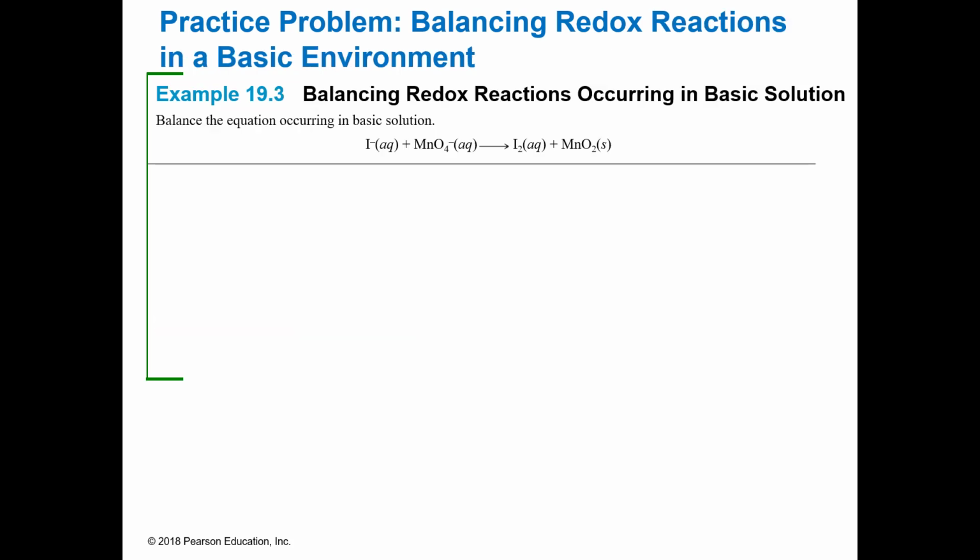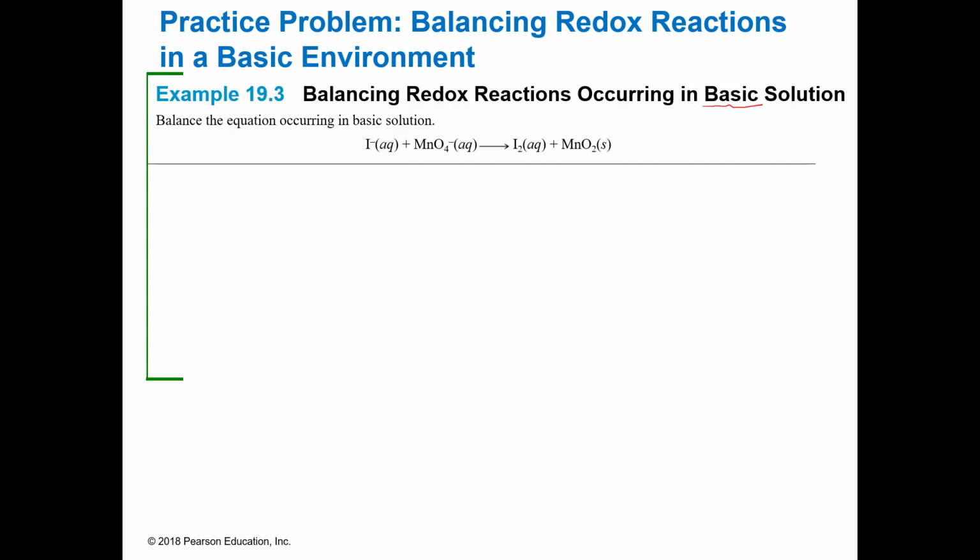All right, so let's look at this one. So the first thing that you should notice is that this is a basic solution. That means in the end, you should not have any hydrogen ions. If you do, you've made a mistake. Okay? So the first thing I want you to do is identify the oxidation numbers of each element in this reaction. So you may want to hit pause here, see if you can figure this out, and then start up.